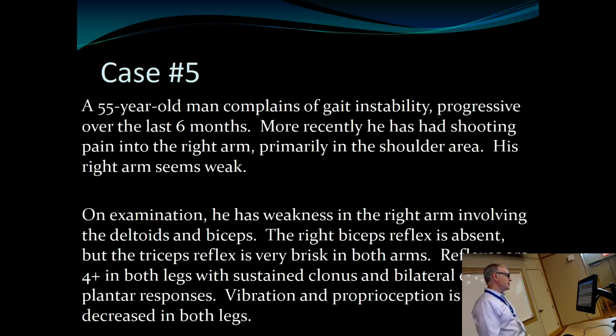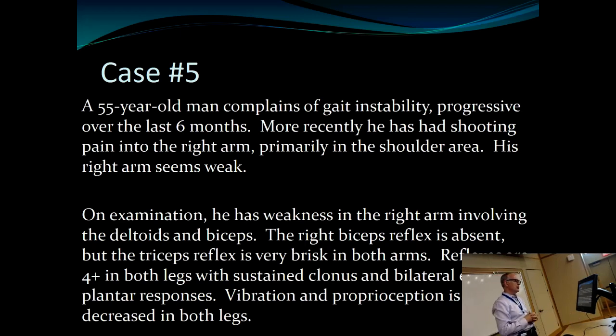All right, number 5, a 55-year-old man complains of gait instability, progressive over the last 6 months. More recently, he's had shooting pain into the right arm, primarily in the shoulder area, and his right arm seems weak. Okay, so what do we think of? Shooting pain in the arm with a weak arm. Sounds like a radiculopathy, right? Which usually has that kind of shooting quality. The arm is weak.